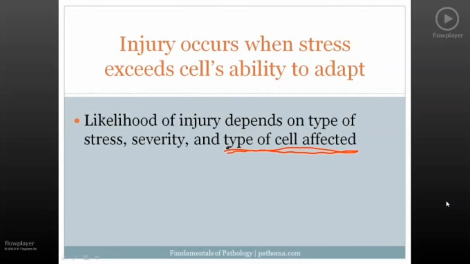Anyway, in this particular section, we're dealing with injury. And so if I just very quickly read to you what we have here on our text, injury occurs when the stress exceeds the cell's ability to adapt, as I've already explained. And the likelihood of injury is going to be based on the type of stress, the severity, and the type of cell that is affected.